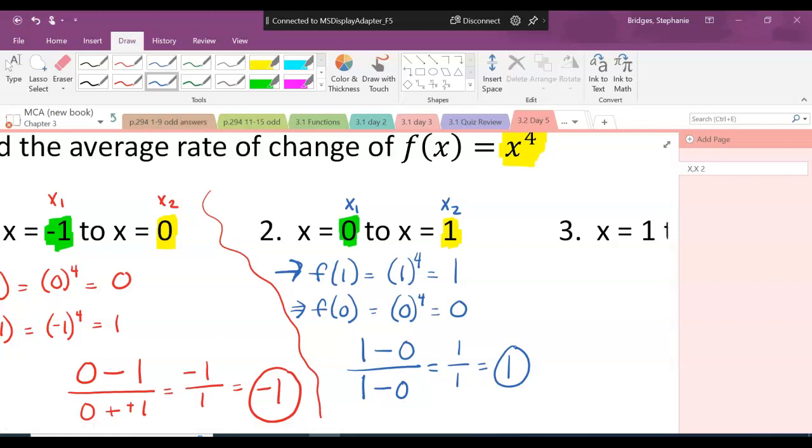Okay, so I take this first one minus the second one over the first number I plugged in minus the second number I plugged in. 0 minus 1 is negative 1. 0 minus 1 is negative 1. And negative 1 over negative 1 reduces to still be positive 1. So either way you do it, you'll get the same thing. You just have to be consistent. Whichever one of these you use first in the top part, you have to use it first in the bottom part, if that makes sense.